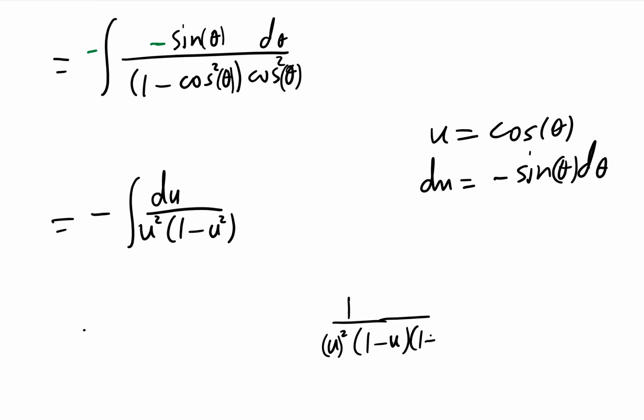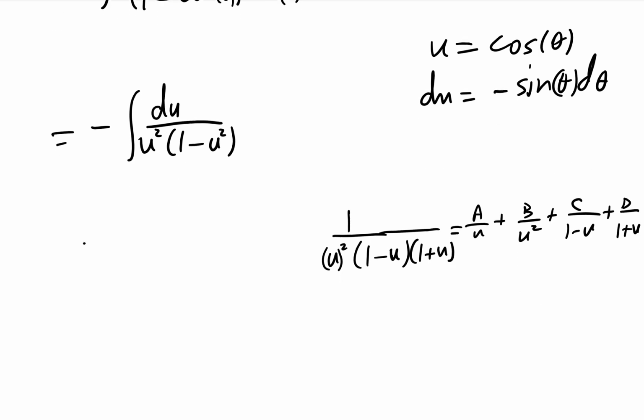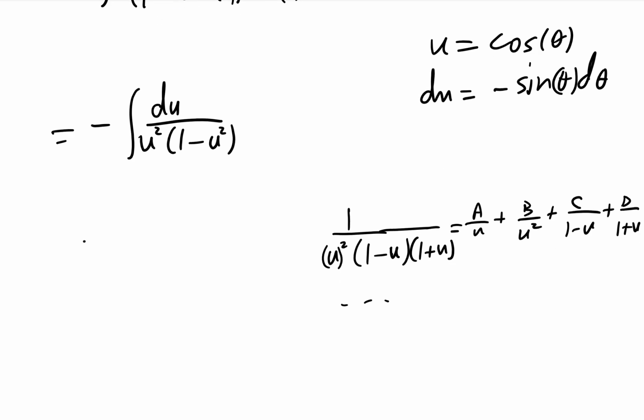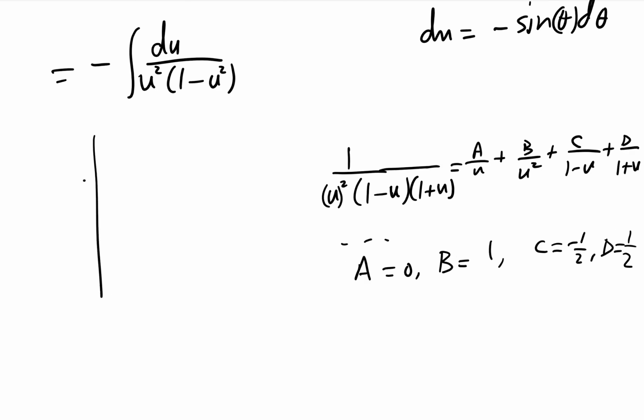factor this one out first and write it as a over u plus b over u squared plus c over 1 minus u plus d over 1 plus u. You can try it on the side as you did in pre-calc, and then you will get that a is 0, b is 1, c is negative 1/2, and d is 1/2. I know you like that, and it takes time at home to do it, which is okay.